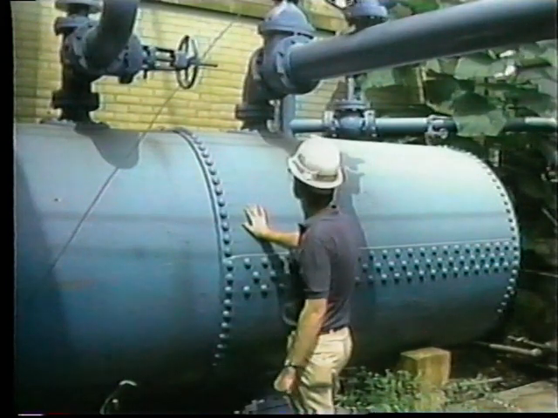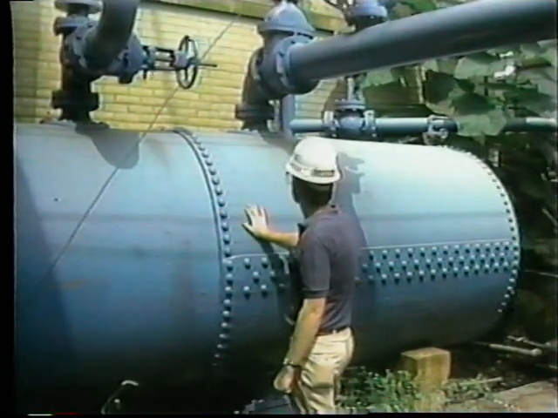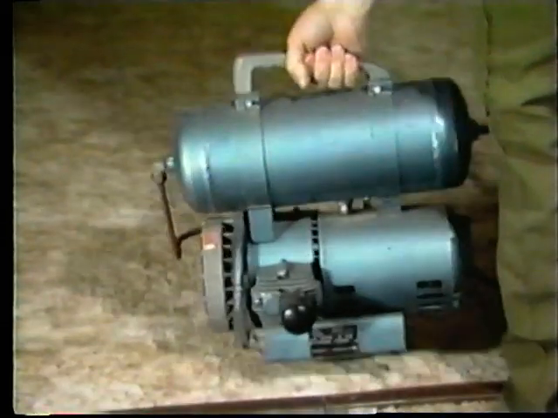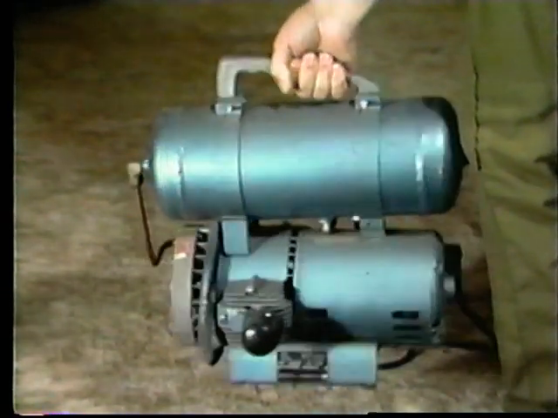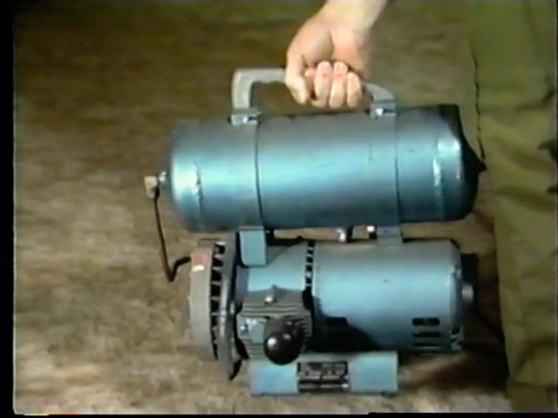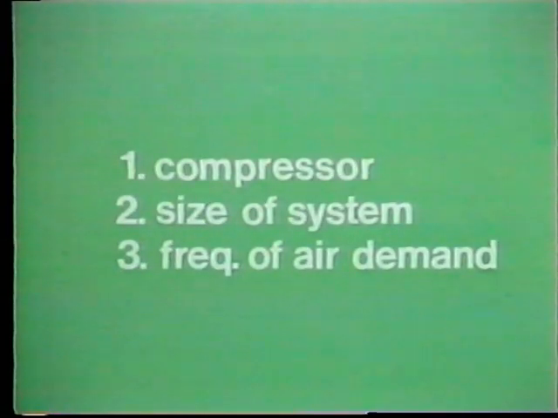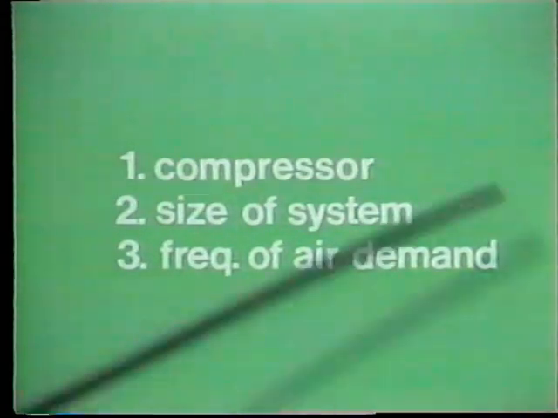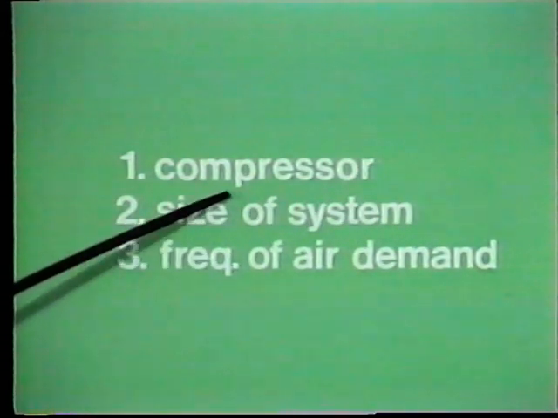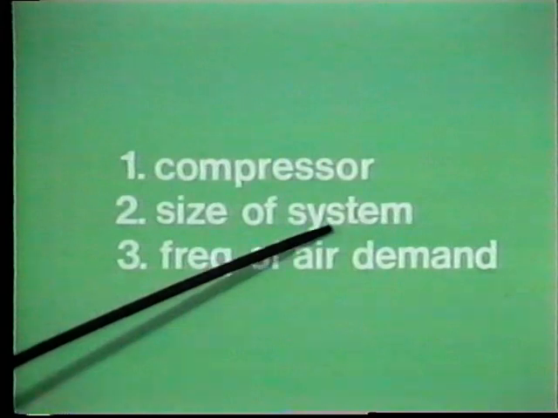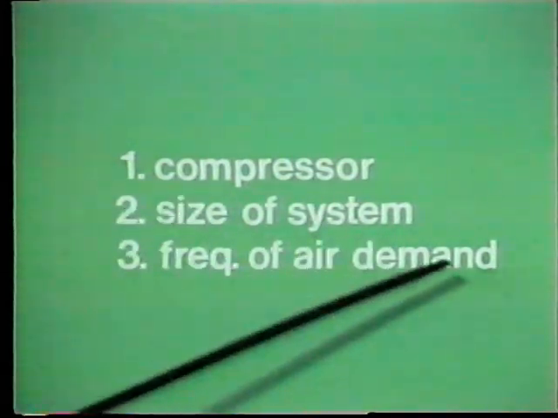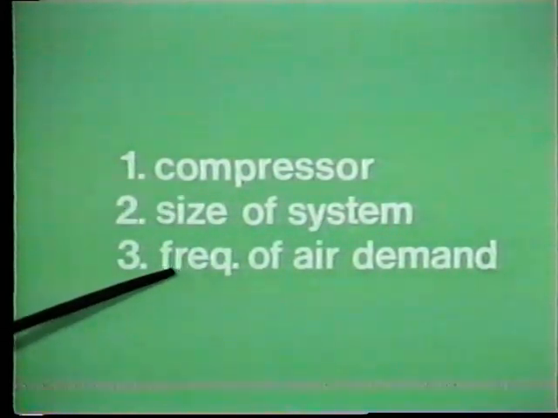Safety relief valves are normally set to 10 psi above the normal receiver pressure, but always below the rated working pressure of the receiver. You'll find that some receiver tanks are very large, while others are much smaller, like this one here. What determines their size in a system? Well, receiver tanks are sized according to basically three factors: the compressor output, the size of the system that it's supplying, and the frequency of air demand.